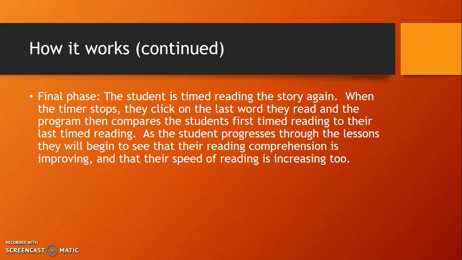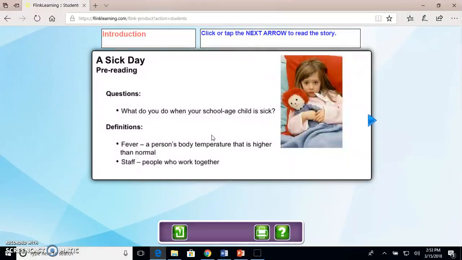In the final phase, the student is timed reading the story again. When the timer stops, they click on the last word they read, and the program then compares the student's first timed reading to their last timed reading. As the student progresses through the lessons, they will begin to see that their reading comprehension is improving and the speed of reading is increasing too. Here is an example.